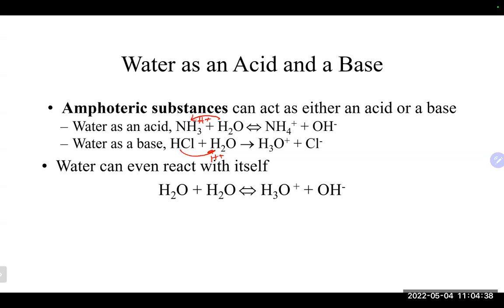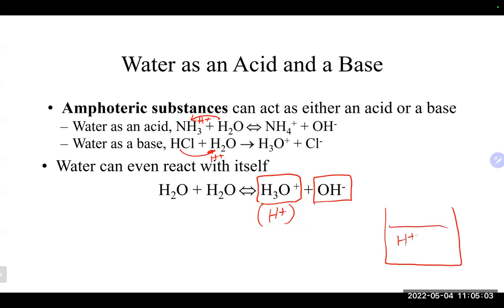Water can even react with itself. One of the waters acts as an acid, one acts as a base, and it's pretty much what is going on in solution or water all the time. You've got a reaction of those guys happening, and it will produce some H3O plus, which again is the same thing as H plus, and OH minus. And if your water is neutral, you'll have an equal amount of those guys floating around in the solution.